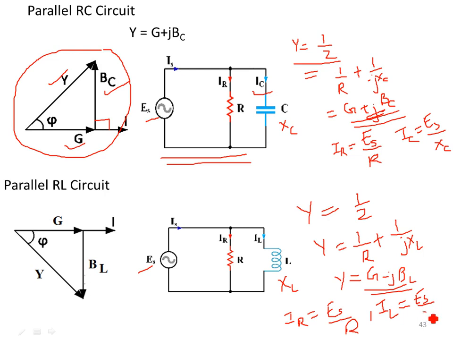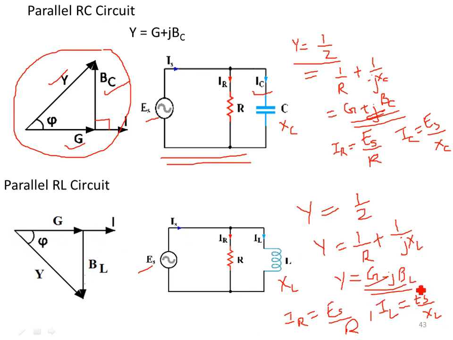That is in magnitude, ES divided by HL in magnitude. Now, coming to the admittance triangle, G. The reference is taken as current I. Now, G will be in phase with I.